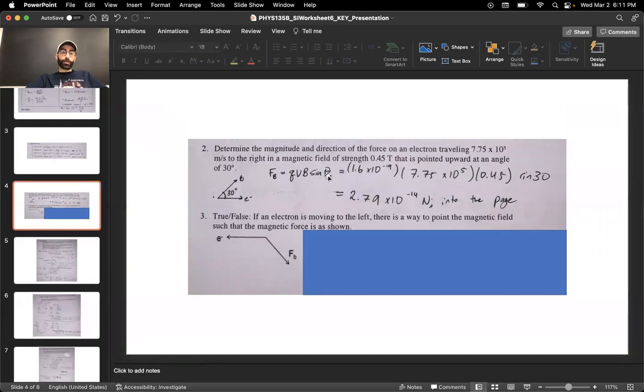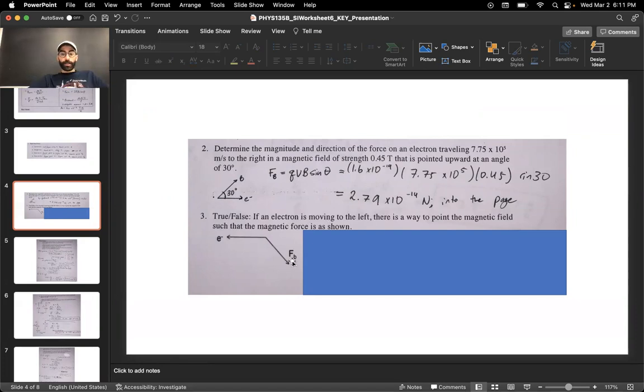So this next one's a true or false situation, and it's meant to establish a concept that you need to be very comfortable with. Let's say we have this electron that's moving to the left, and we're asked, is there a way to point the magnetic field such that the magnetic force is shown? We're normally used to doing pointer finger, middle finger, and then thumb. But here we're asked to use pointer finger, thumb, and then middle finger. If you have a good eye, you will know that this is impossible.